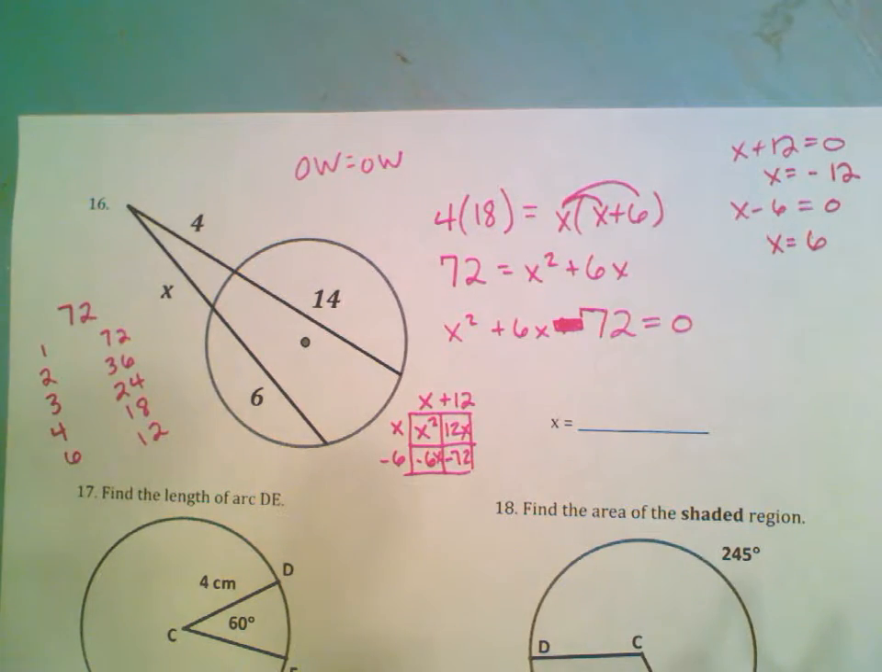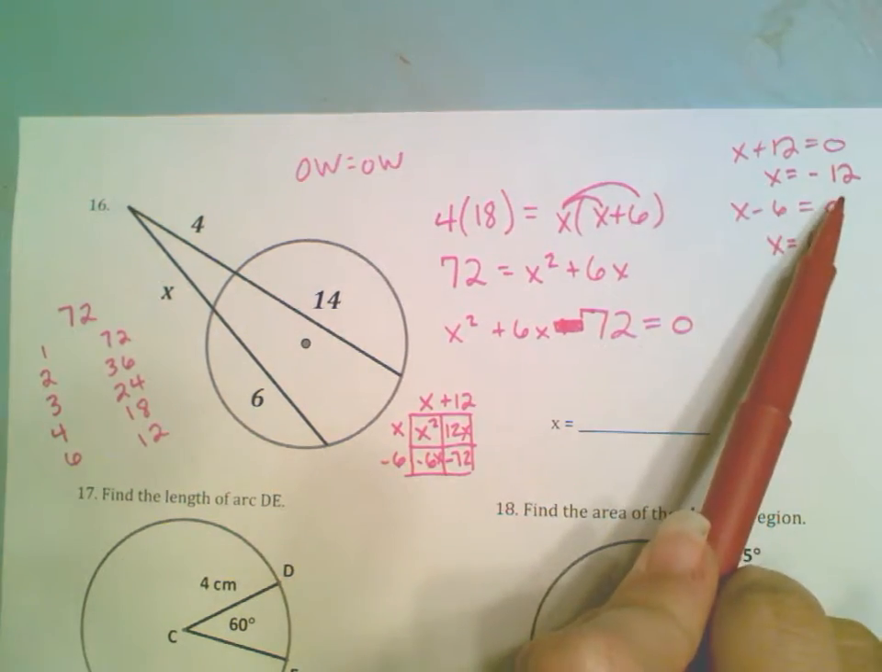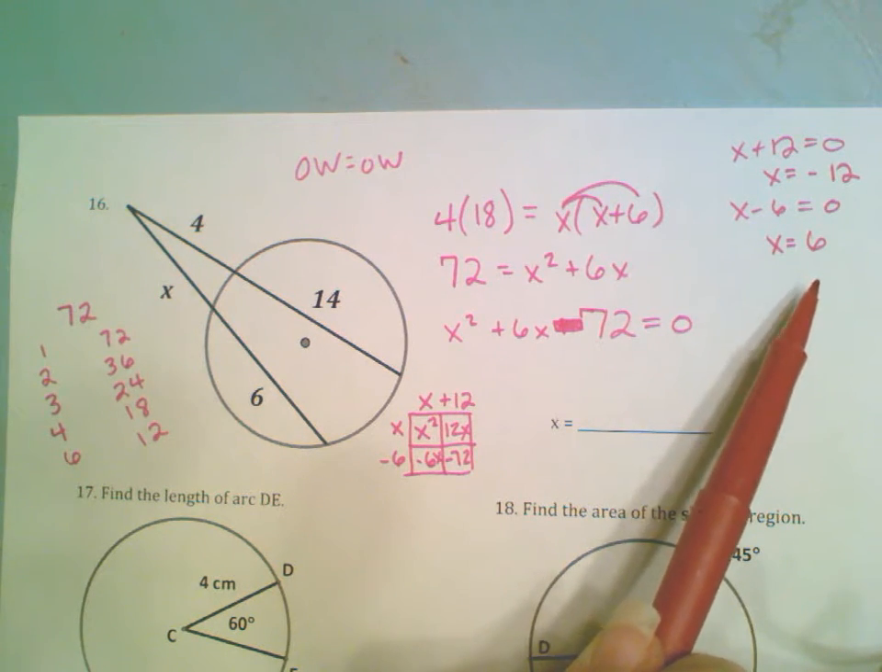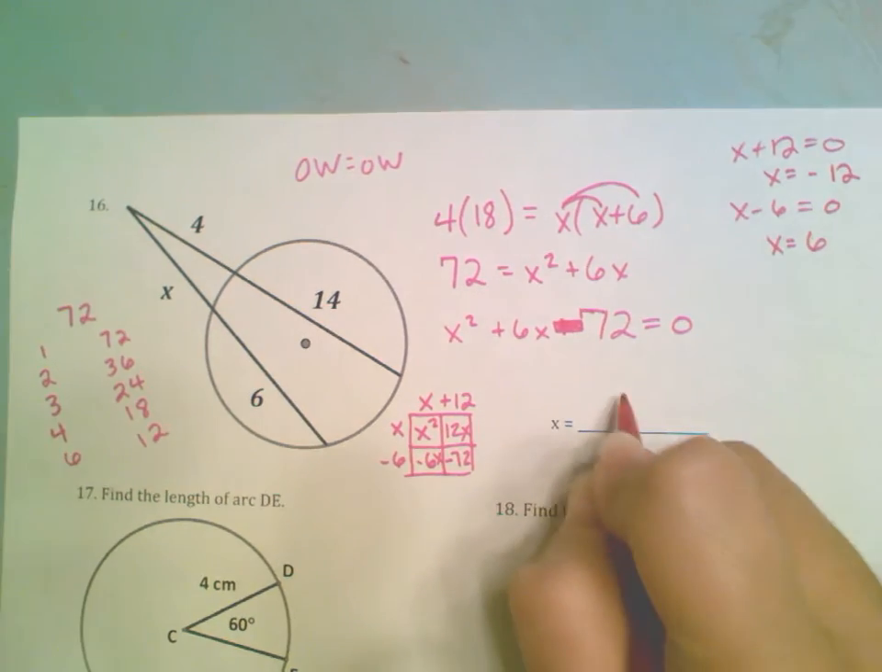There we go. It does not make sense for x to be negative 12. But it does make sense for x to be positive 6. This is not going to be a negative 12 distance, so x must be 6.